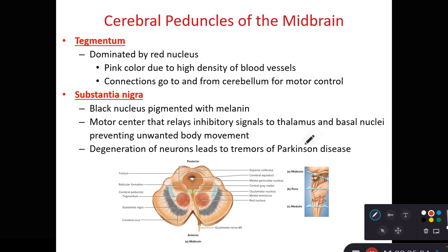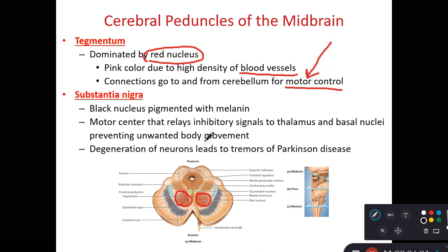As we look at the tegmentum, it has a structure dominating it called the red nucleus. I should go to red for this. The red nucleus. As we look at this red nucleus, it's very appropriately named because it has a slightly red coloration during dissections. As we're looking at this tegmentum that is made up of the red nucleus, it has a red color because of lots of blood vessels which are present in it. And it helps to connect the cerebellum to the brainstem for motor control. This is a key concept here. When you think of the cerebellum in particular, I want you to think of motor control.